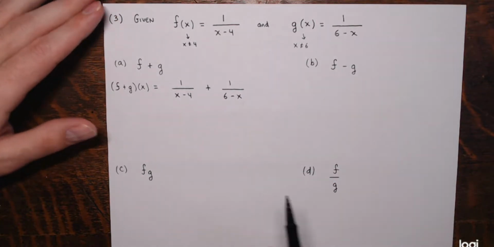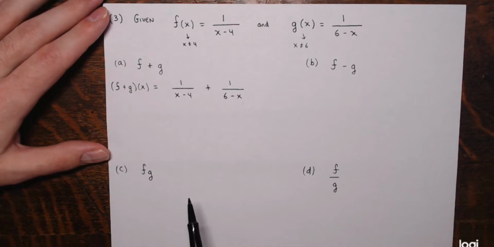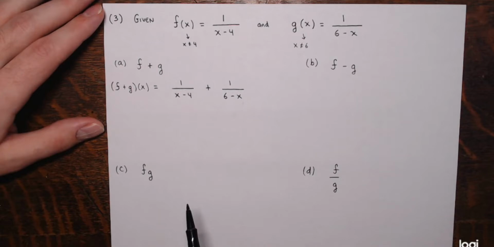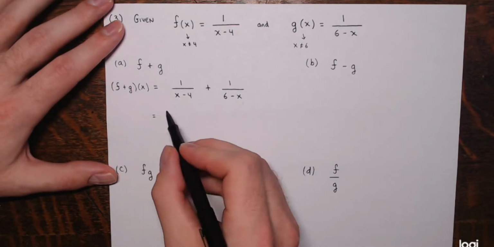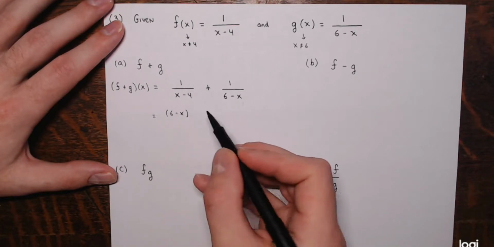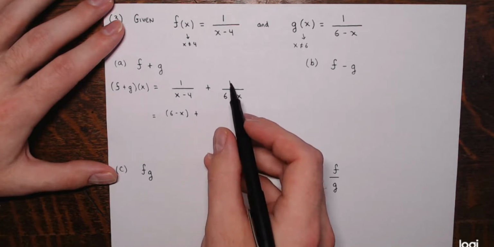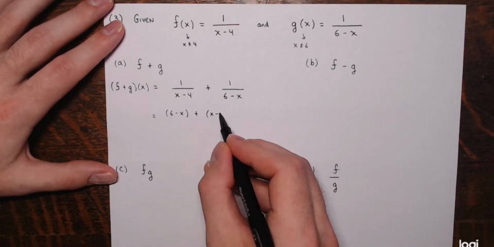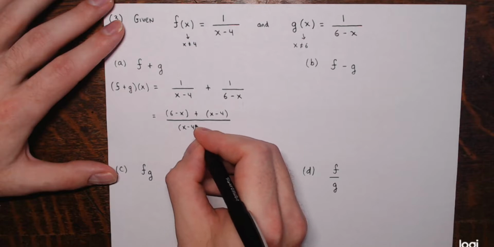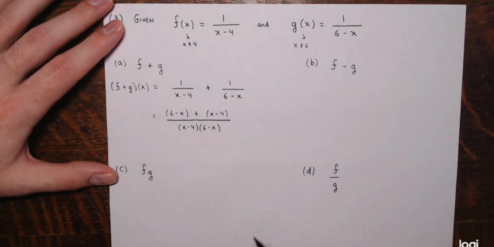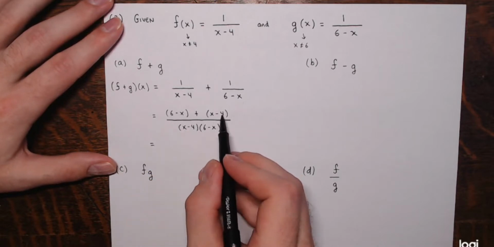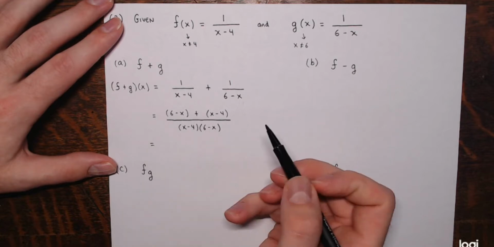Now, you could leave it this way, but if you want to make a single fraction, you need to get a common denominator. So this would be equal to: I would multiply this fraction by 6 minus x over 6 minus x, plus, and then I'd multiply this fraction by x minus 4 over x minus 4, and the common denominator would be the product of x minus 4 with 6 minus x. Right? And then if you combine like terms in the numerator, 6 and negative 4 make 2, and the negative x and positive x make 0. So you just have 2 in the numerator.